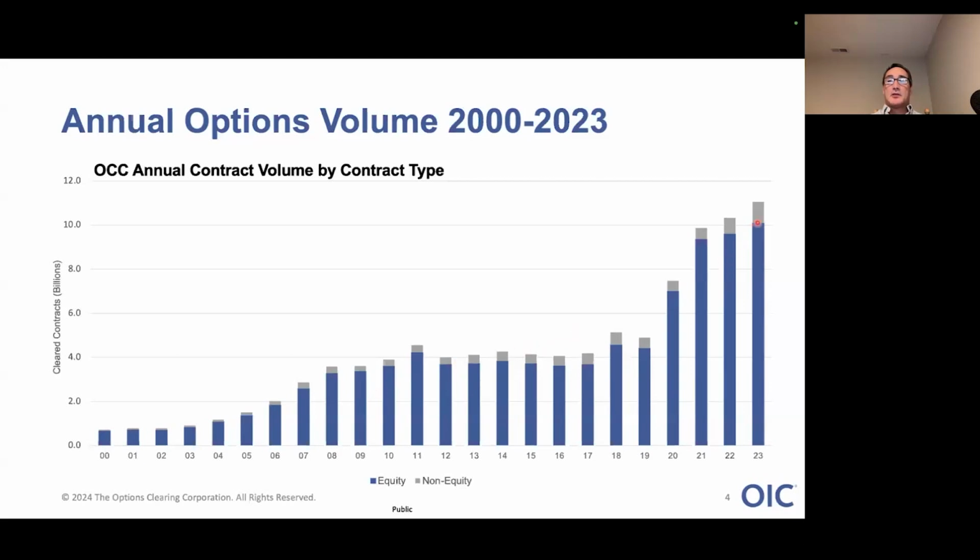So last year alone, we cleared a record 11.1 billion contracts. And currently we are averaging about 47.5 million contracts on a daily basis. So if we stay on this growth trajectory, we're probably looking to clear and settle roughly about 12 billion contracts for another record year. So the industry is thriving, and certainly more and more people are trading more and more options these days.